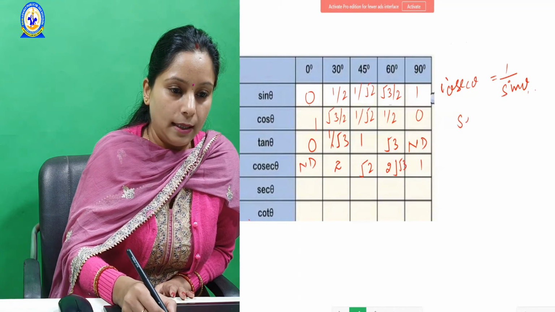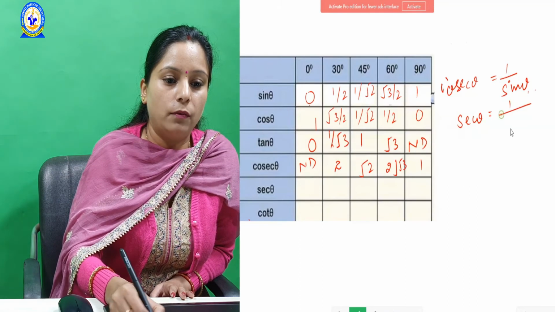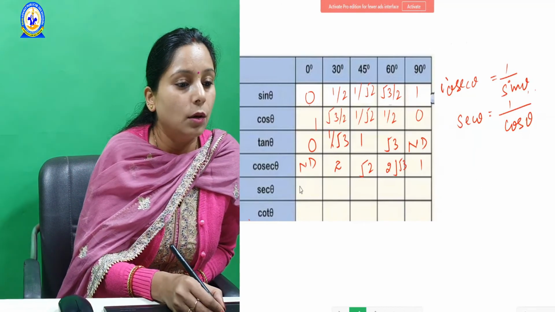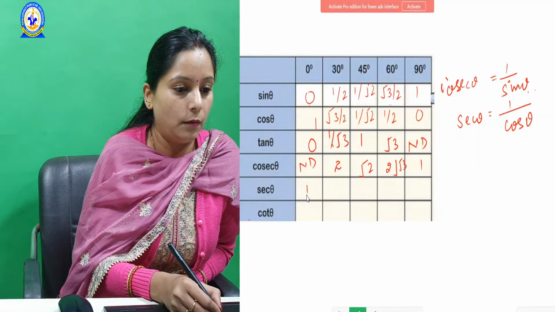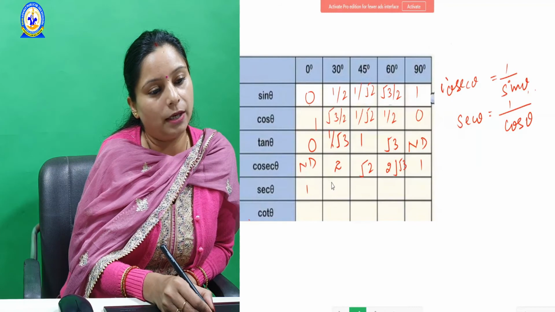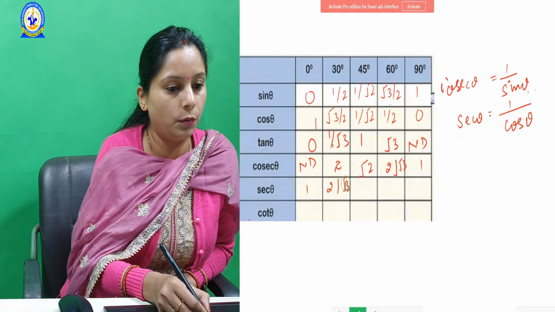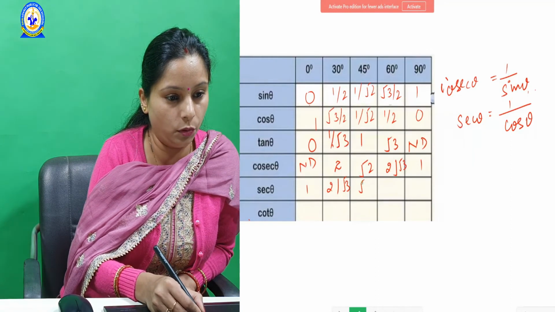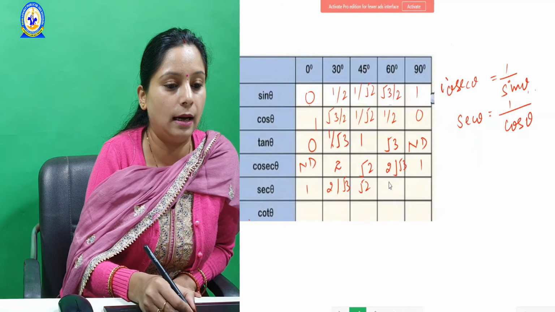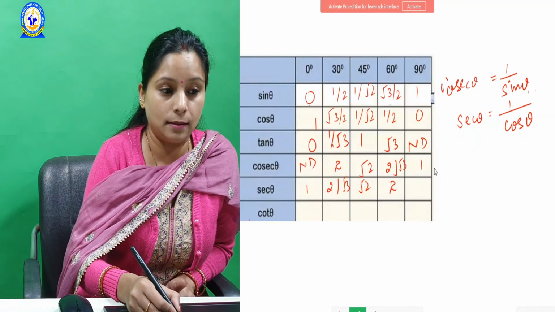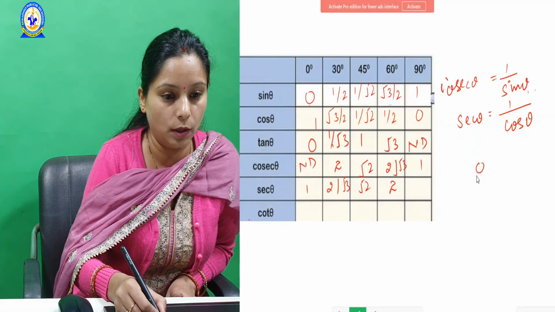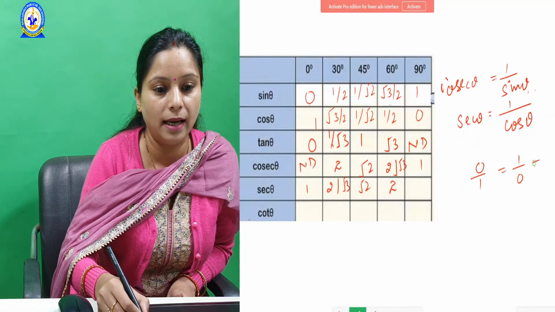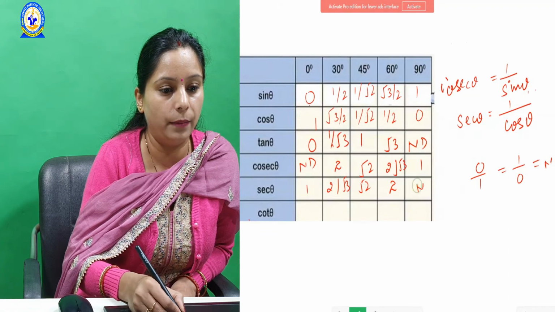Next, we also know that sec theta is 1 upon cos theta. So now we will take the reciprocal of all the values of cos theta. Cos 0 is 1, so it will be 1. Cos 30 is root 3 by 2, so it will be 2 upon root 3. Next we have cos 45, 1 by root 2, so it will be root 2. Next we have cos 60 degree, half, so it will be 2. Now, very important, cos 90 is 0, so its reciprocal is 1 upon 0. Anything upon 0 is not defined, so it will be ND.